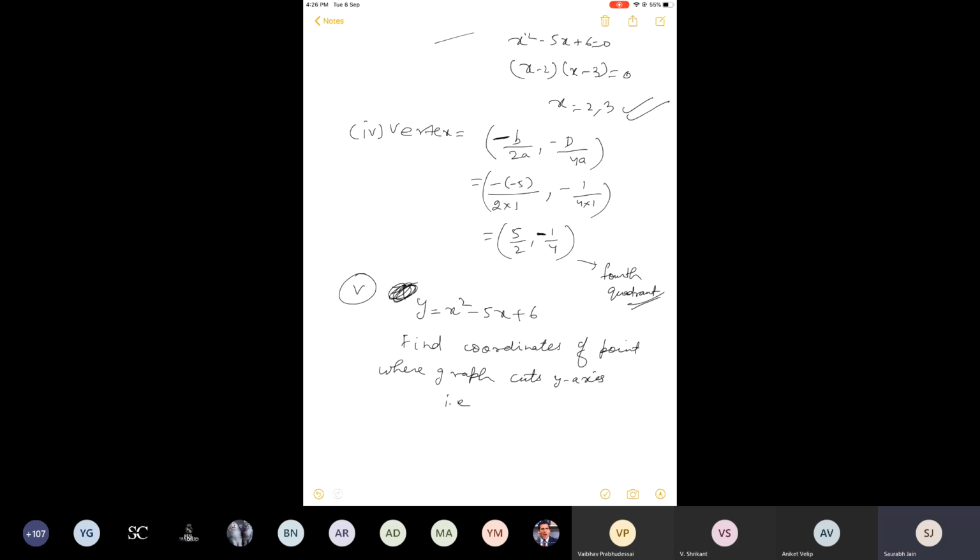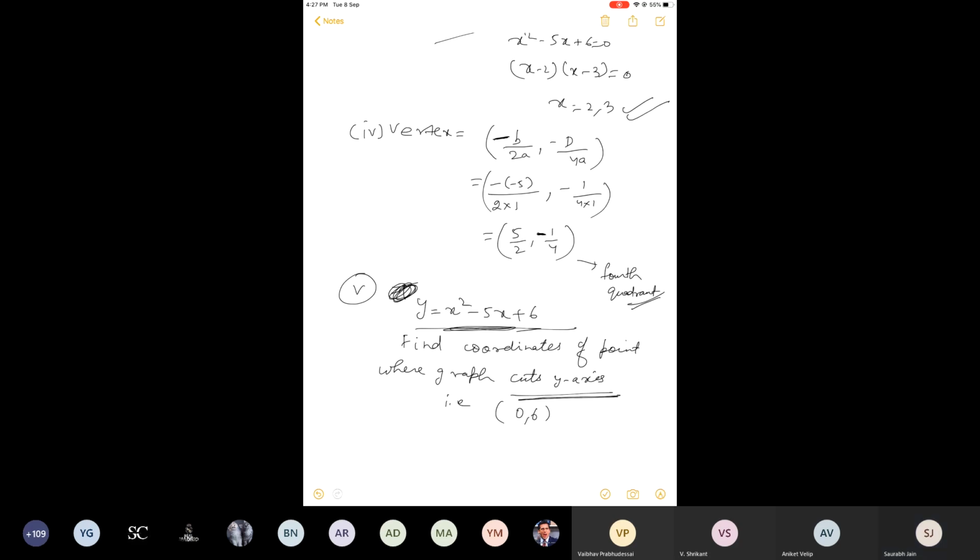For cutting the y-axis, what I told you, what you will do? So 0, 6. Yes, 0 comma 6 is the answer. Because if you want to find the coordinates of the point where the graph cuts the y-axis, put x equal to 0. In this equation only. And if x is 0, y will be 6. So I told you coordinates will be 0 comma something, and that will be calculated by putting x equal to 0. You will get the value of y.